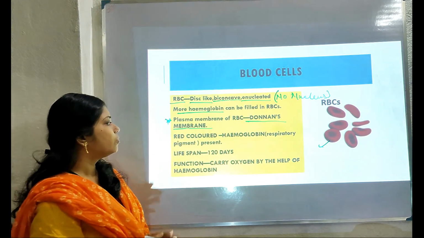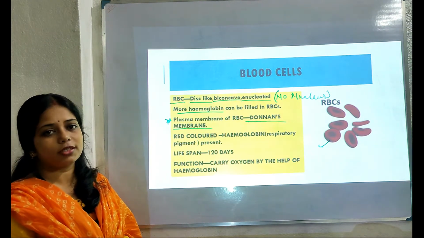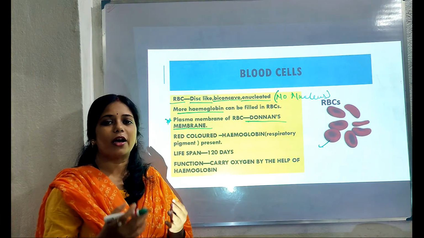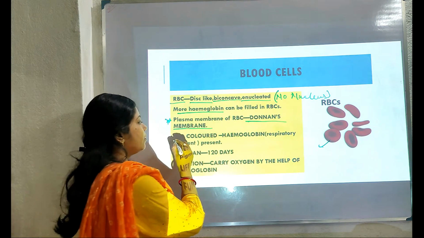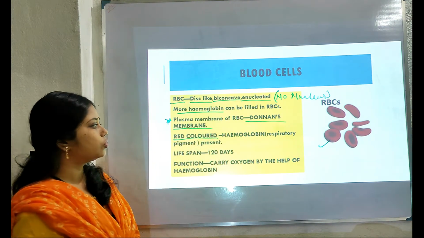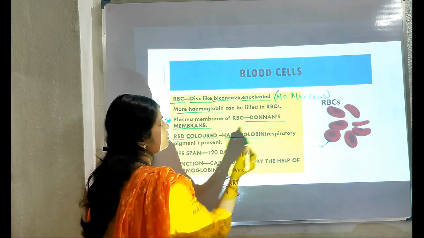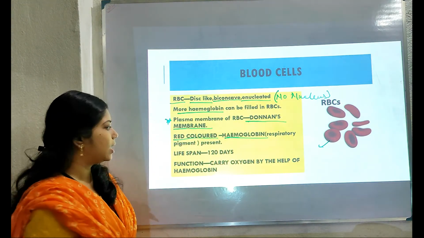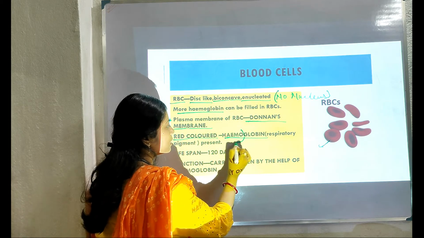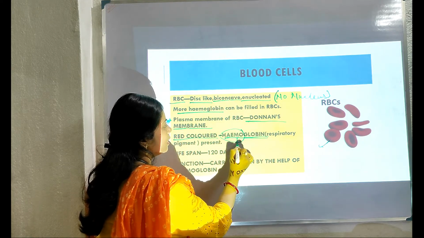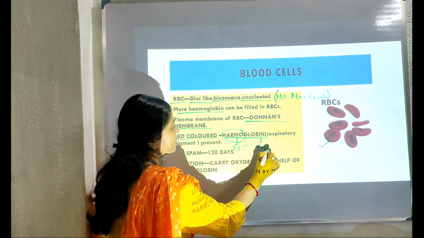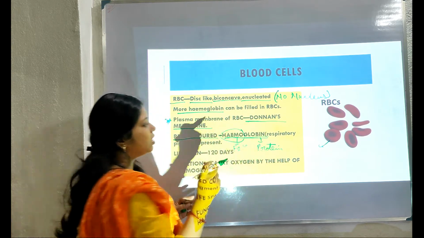You can remember this fact as an extra point, that the plasma membrane of RBC is called the Donans membrane. Now, why are the RBCs red in color, or we can say, not only the RBCs, why is the blood red in color? The red color of the blood is due to the presence of the respiratory pigment called hemoglobin in the RBC. Hemoglobin has 2 parts, the heme part and the globin part.